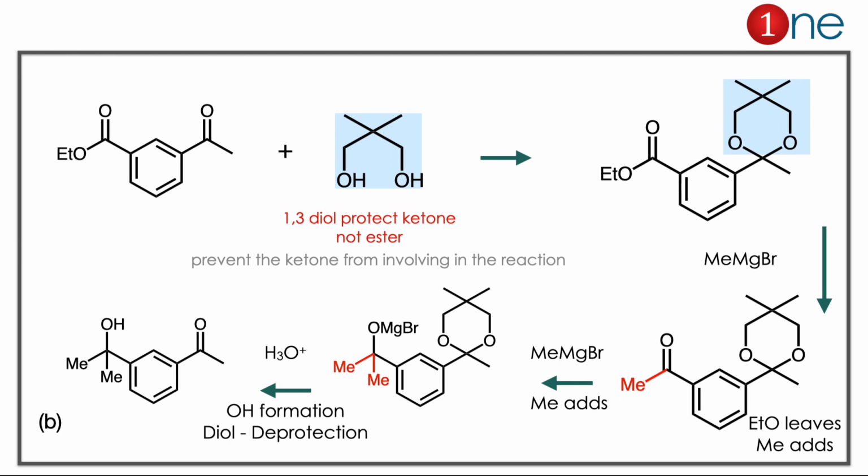During the hydrolysis, OH formation occurs as well as deprotection of the diol. So here you have to learn 2 important things. One is that the 1,3-diol protects the ketone. Normally it prevents the ketone from being involved in the reaction, but the carbonyl in the ester is not disturbed in the reaction. Second thing is excess of methyl magnesium bromide. What really happens if you use excess? It will continuously attack until saturation occurs.